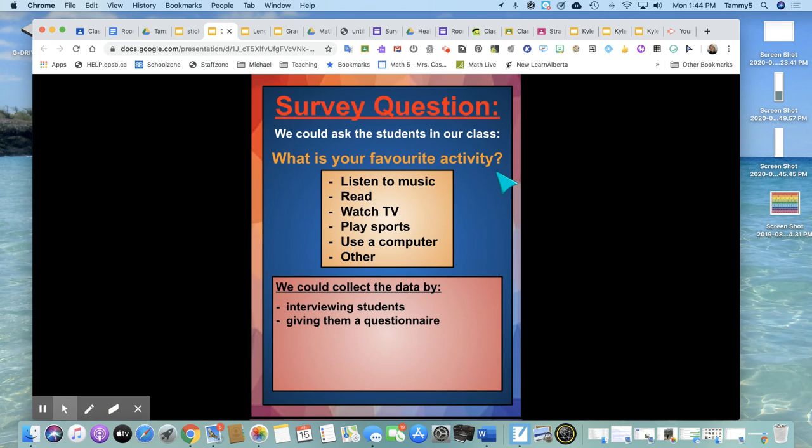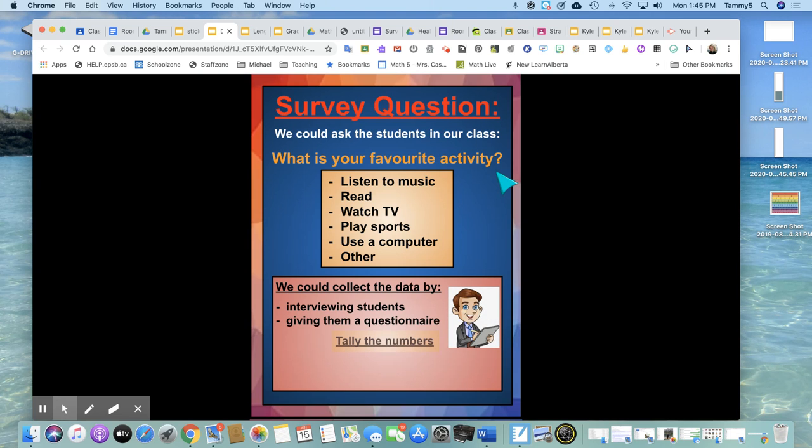Okay, now, like I said, we could collect the data. We could actually interview the students in our class, simply go up to them and ask them the question, or we could provide them with a questionnaire to answer. Usually you could do it by paper, but nowadays everything is done over the internet.